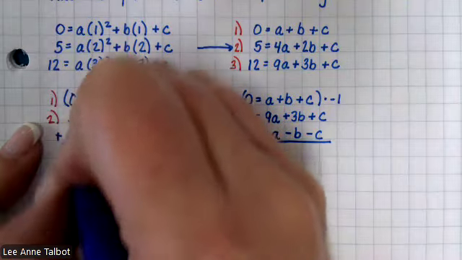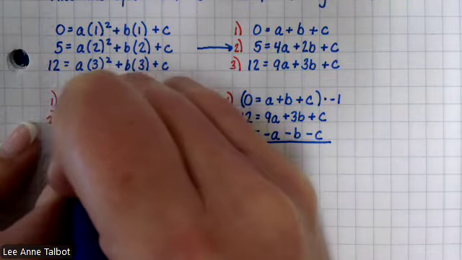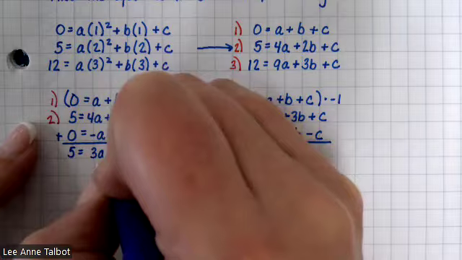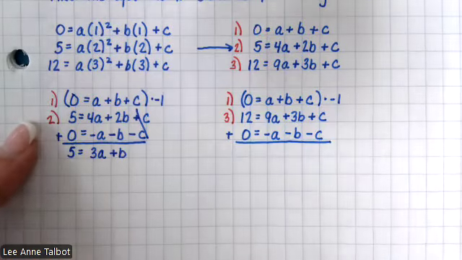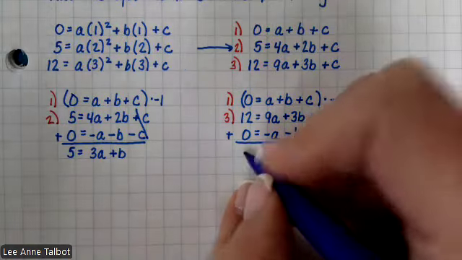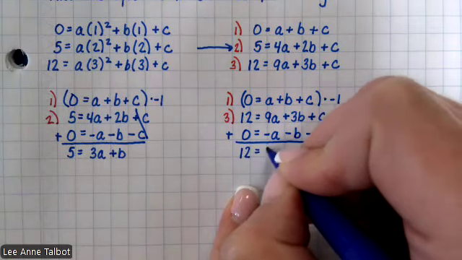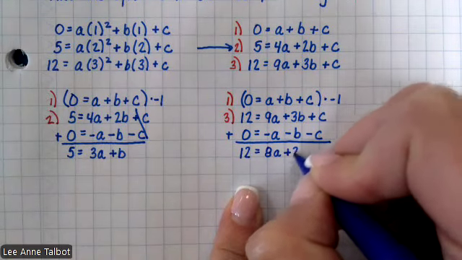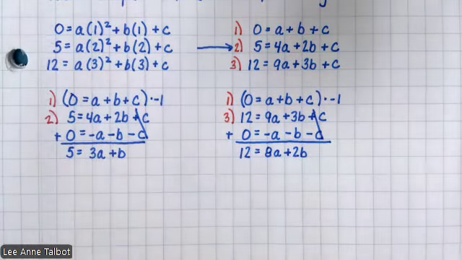Okay, and this one I have 5 equals 3A plus B. C's eliminate. On this one I have 12 equals 8A plus 2B. C's eliminate.